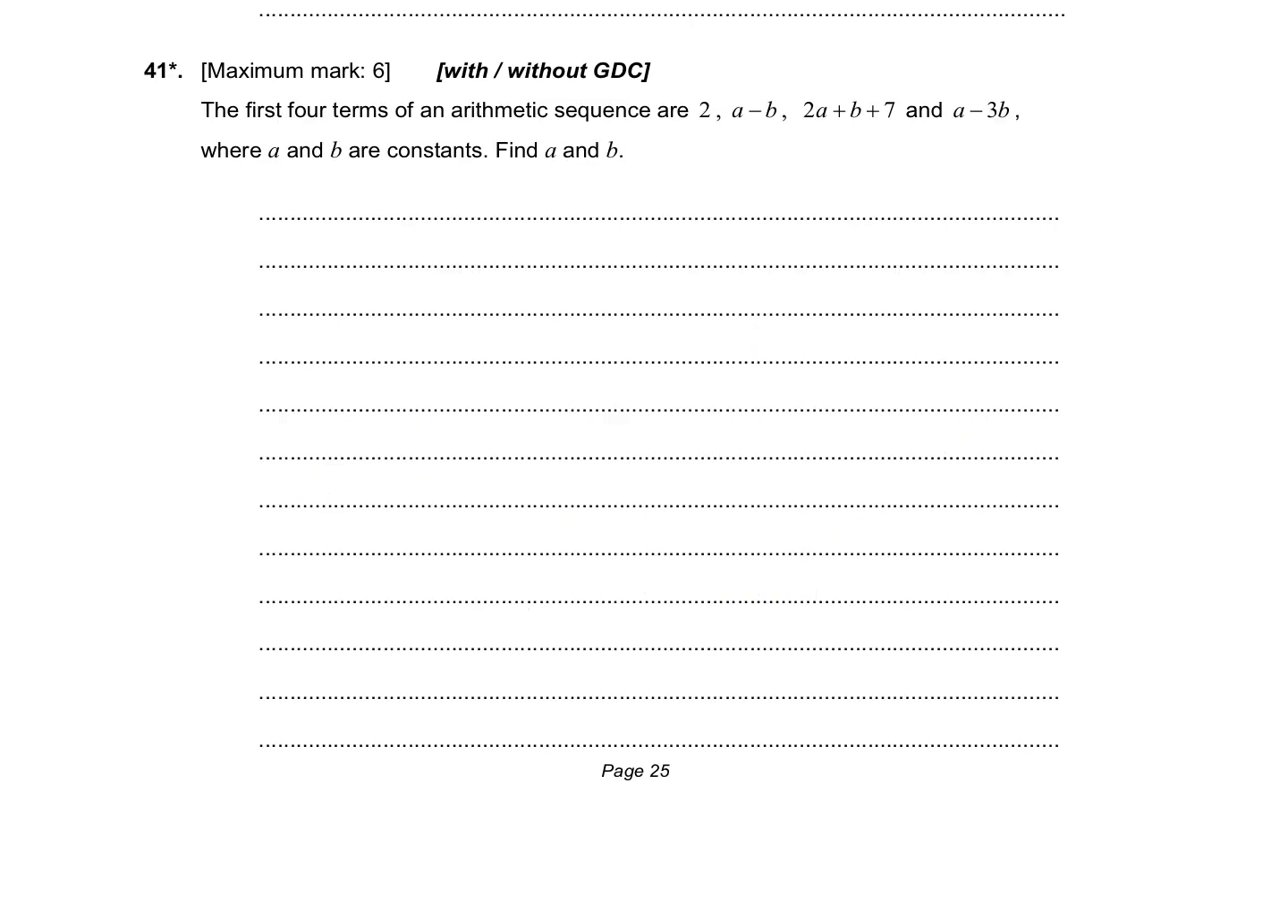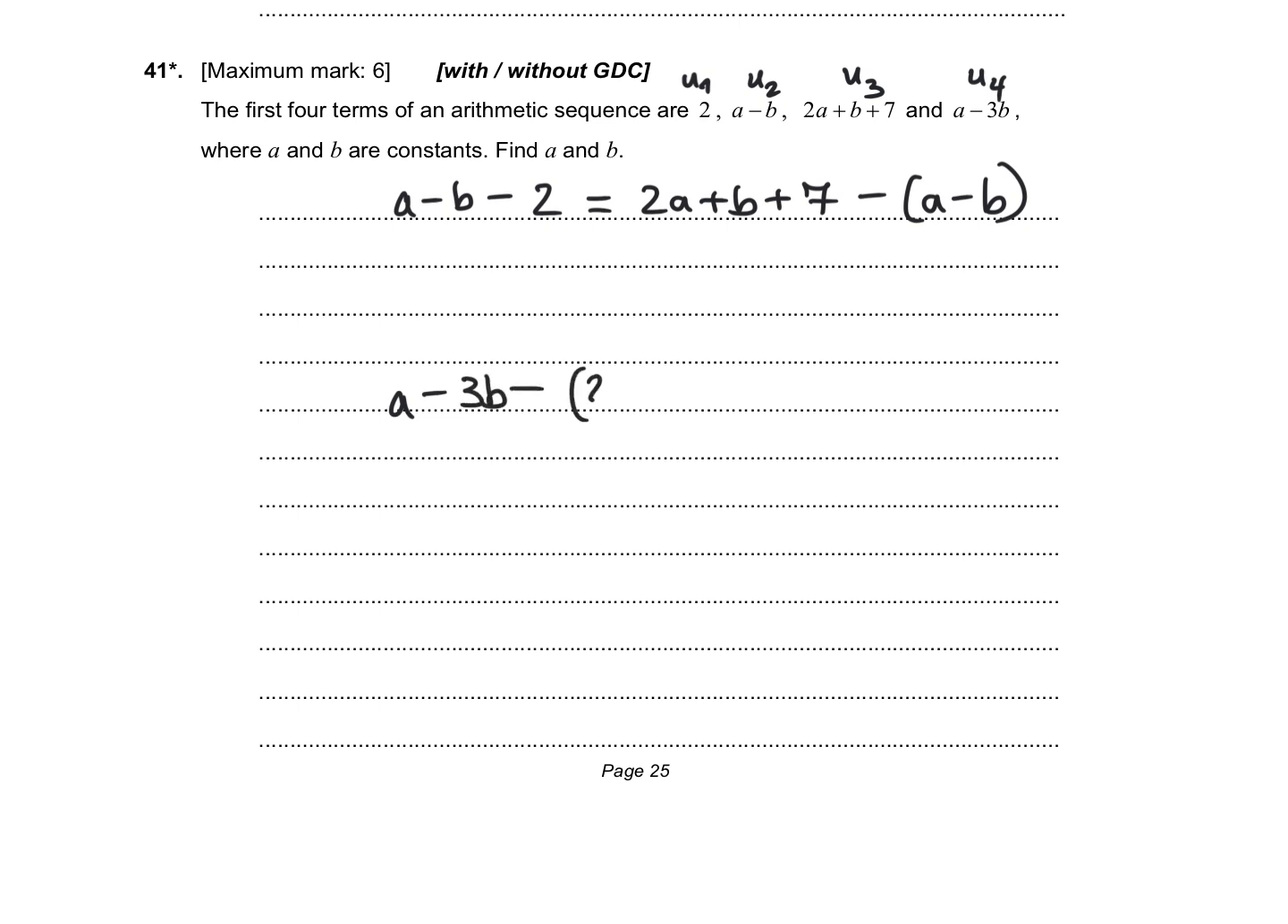All right, so the first 4 terms are a and b. Okay, so we know the difference in between, so u2 minus u1 is going to equal u3 minus u2, and we also know that u4 minus u3 is going to equal u3 minus u2. So we'll get simultaneous equations.